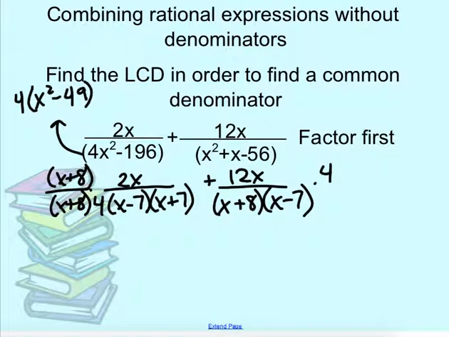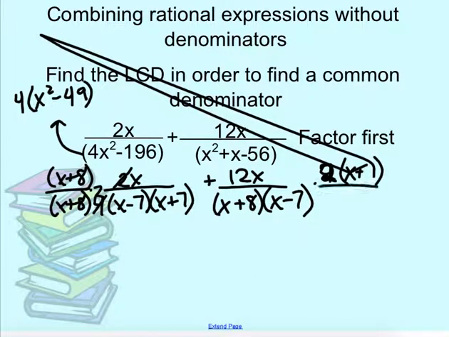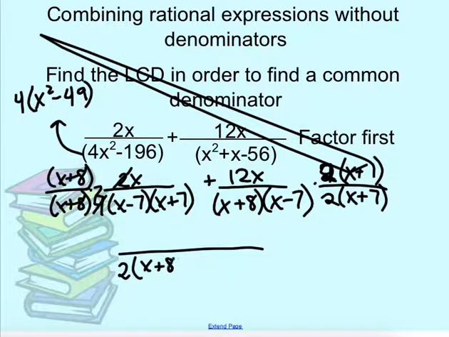Actually, I'm going to simplify this first, and I'm going to simplify the 2 and the 4 here to have just a factor of 2 here. So I'm going to actually multiply by 2 and an x plus 7. Okay? So when I do that, let's expand out and simplify. Now we have this common denominator of 2 times x plus 8 times x minus 7 times x plus 7.